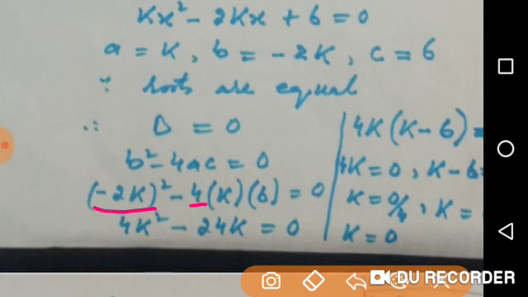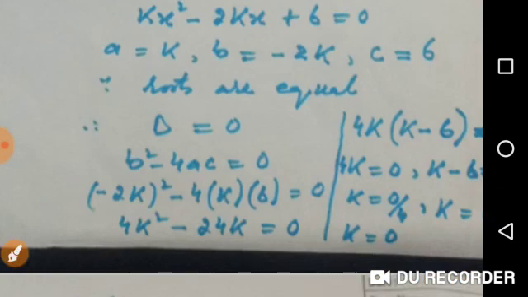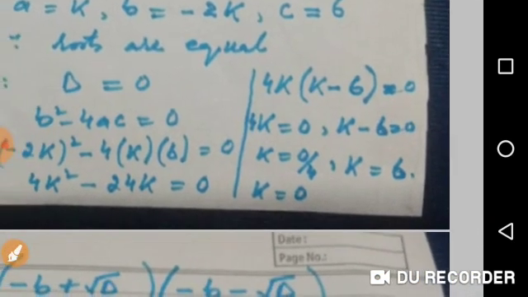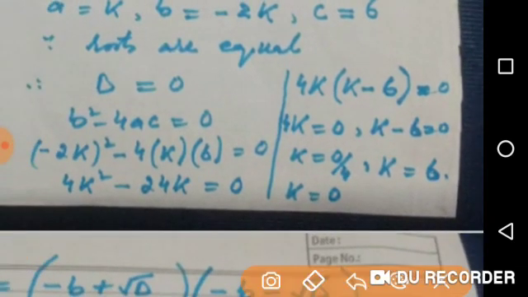Now do the simplification. Take 4k as common here. So you will get 4k bracket k minus 6 is equal to 0. So 4k is equal to 0 and k minus 6 is equal to 0. So k is 0 and k is also equal to 6. So the value of k is 0 and 6. Hope you have understood these questions.